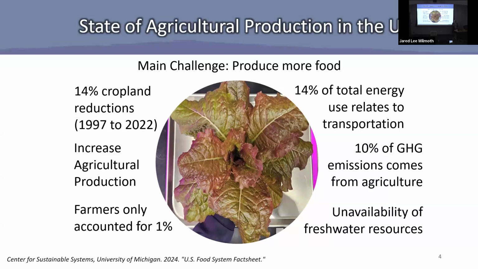Other than that, our total energy use when it comes to the food, to transport it from one place to another, accounts for 14%. Apart from that, 10% of greenhouse gas emissions comes from the agricultural sector, and then there are also issues with regards to freshwater resources because of climate change.